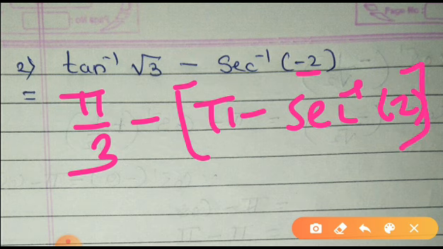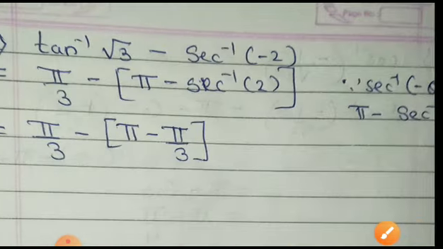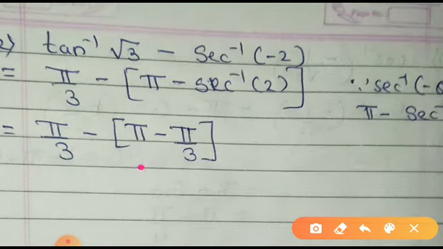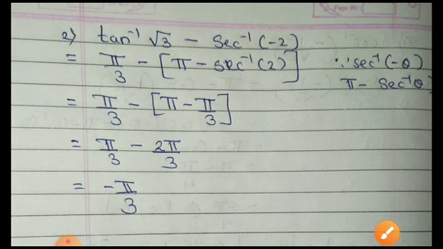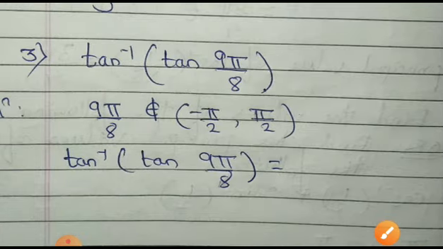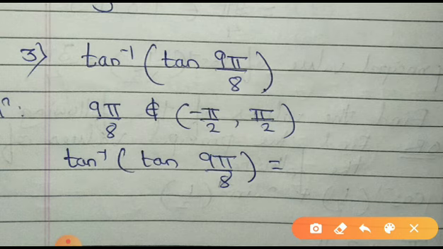Okay. Now what is sec inverse 2? At which angle is my sec 2? It is again pi by 3. So it is pi by 3 minus pi by 3 that I will get here. Okay. So the last answer, it will be what? Minus pi by 3. So this is the principal value of this question. Is that clear? Okay.